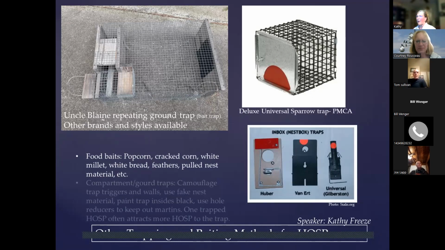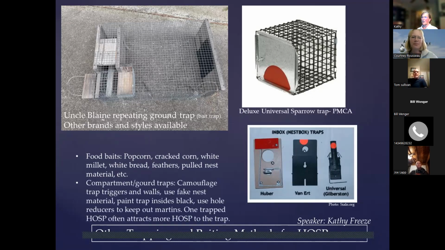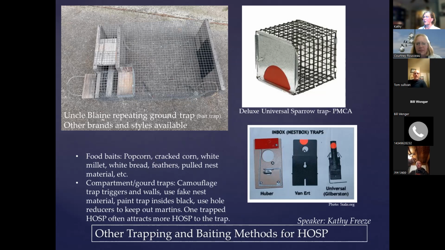So there are several here that Courtney is showing, and there are two different types. There are compartment and gourd traps, and there are food type traps which you would bait. The Uncle Blaine repeating ground trap is one of my favorite traps, but I use it in partnership with other traps. So let's start with Uncle Blaine first.